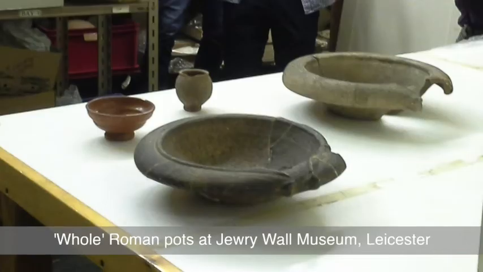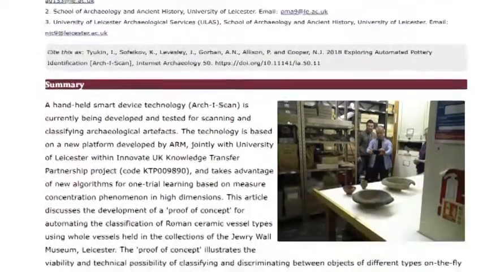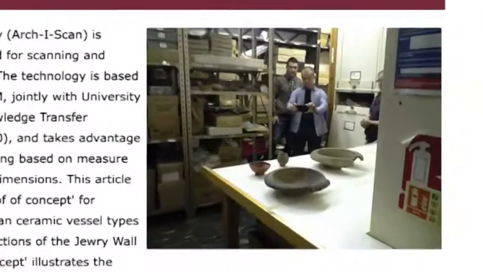As I say, we call them whole pots, but when we talk to the mathematicians, they say, they've got holes in them, so these aren't whole pots. No, they're not whole pots, but they are whole pots to archaeologists. We first asked ourselves, can we in principle identify a limited range of pottery pieces?